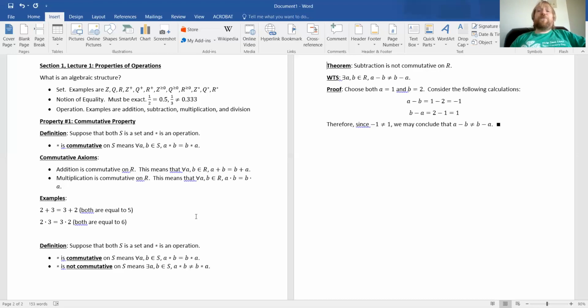Also, you couldn't prove subtraction is commutative by an example, because if you picked A and B both equal to 0, A minus B would equal B minus A. But that being true in that one example does not mean subtraction is always commutative. So in other words, remember, when you have a for all quantifier, you can't prove it by example. But when you have a there exists quantifier that you're trying to prove, you can prove it by choosing an example. Okay, that's enough with the commutative property. We'll go to our next property.